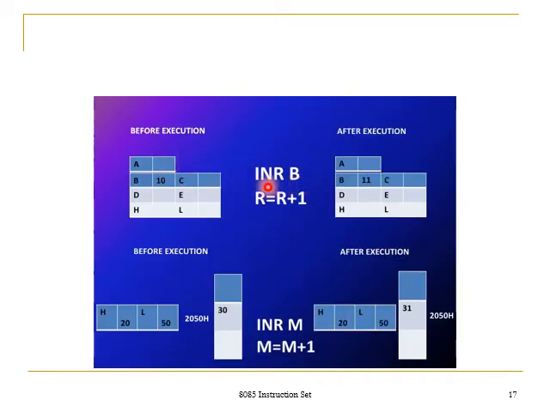Let us take an example of INR B. You assume that the B register has the content 10. Once this instruction is executed, it is going to increment the content of the B register. So 10 will be incremented to 11, right? And INR M. If the operand is memory, it indicates the content of the HL register, and that HL register content mentions an address location. So here it is 2050, and 2050 is holding a value of 30. This 30 is incremented by 1, so it will become 31.